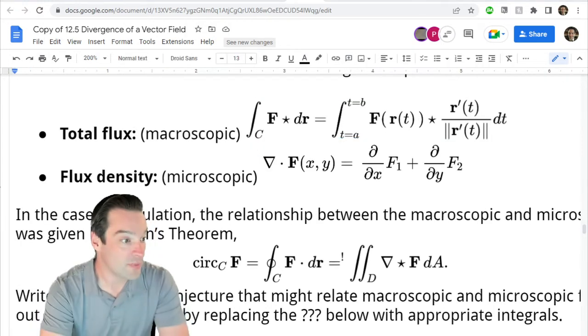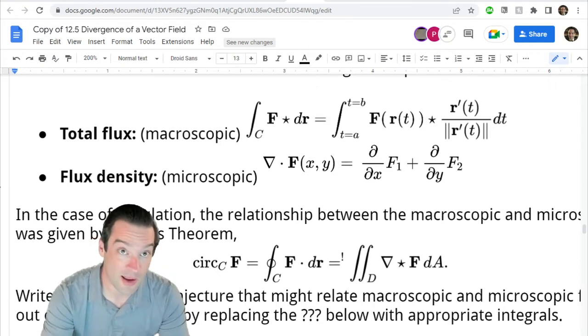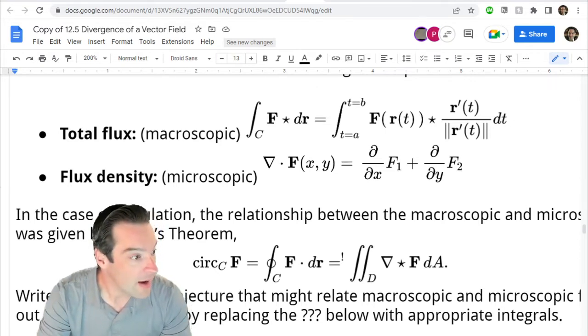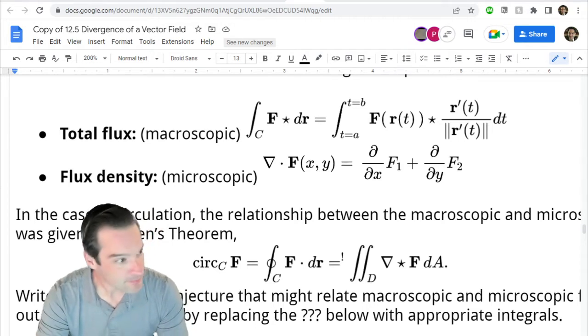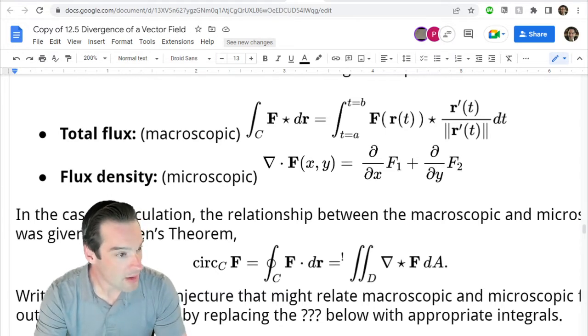The total flux should be the scalar cross product of our vector field with a unit vector in the direction of my parameterized curve, because flux shouldn't depend on how we parameterize the curve, whereas circulation did. So the total flux is going to be this scalar cross product. The flux density is going to be this dot product of the derivative with the vector field.